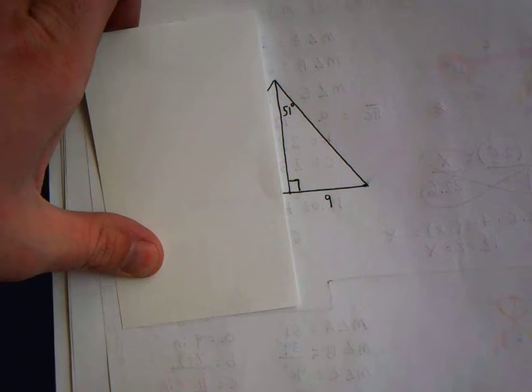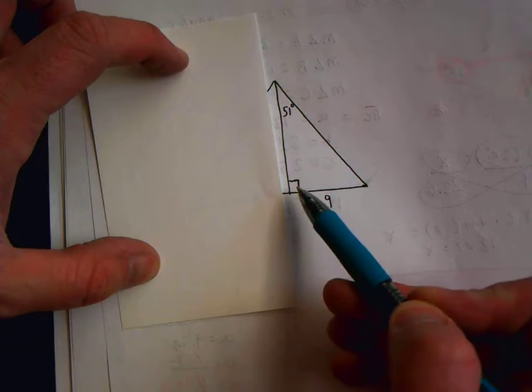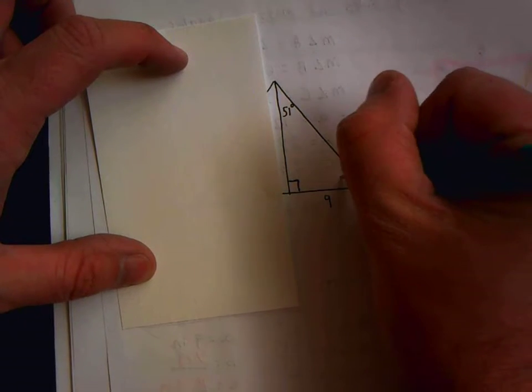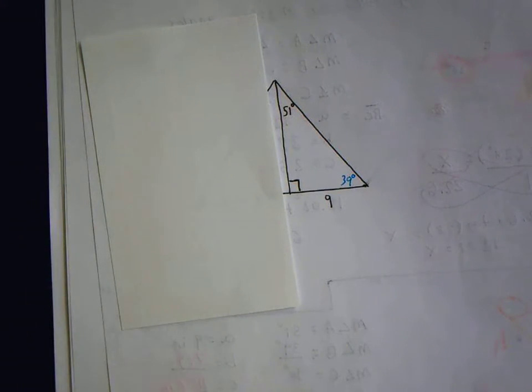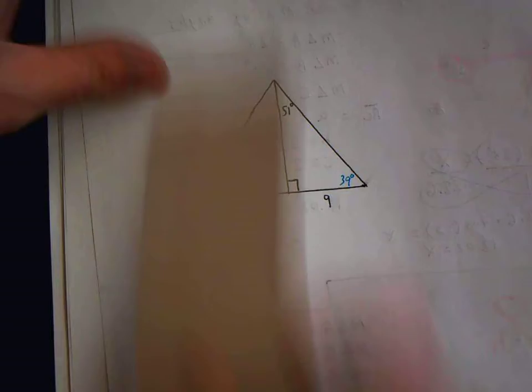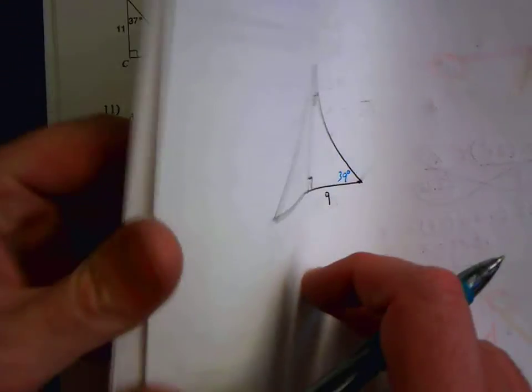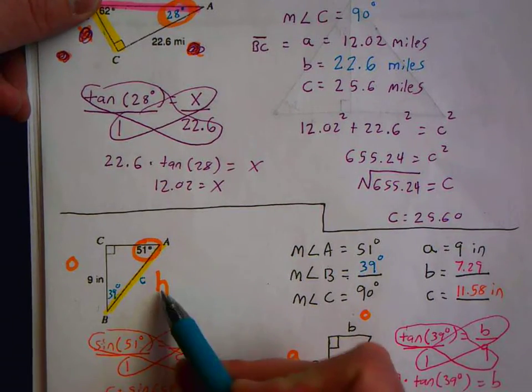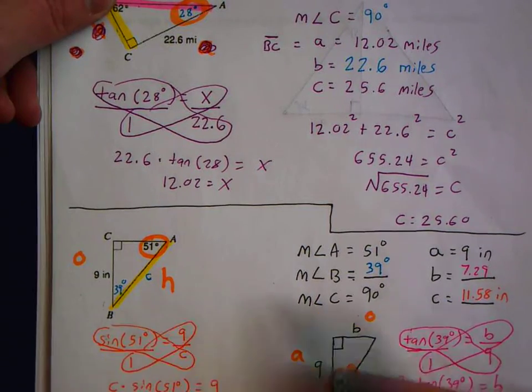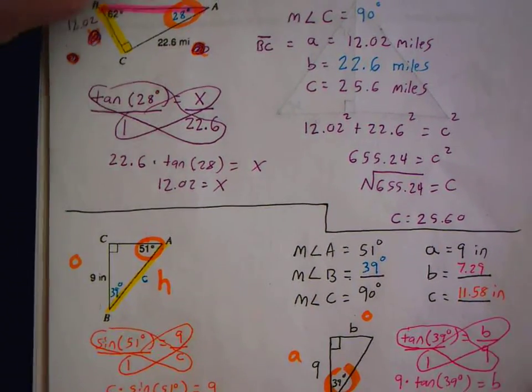So do you remember what the hypotenuse was? If you had 51, 90, I think this was 39, right? What was the hypotenuse on the back? Do you remember? It's the same triangle, 9, 51, and 39. This one, 9, 51, 39. The hypotenuse was 11.58, right?